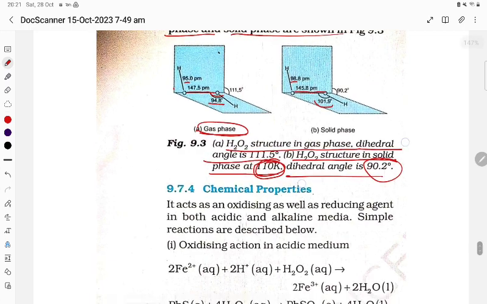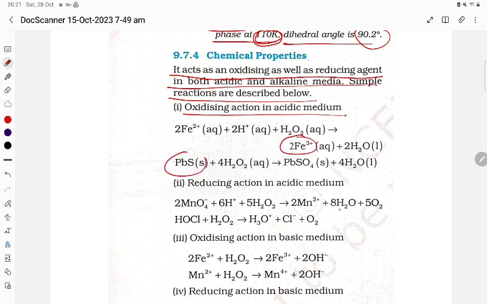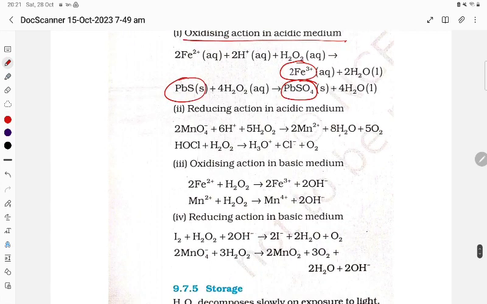Chemical properties. It acts as an oxidizing as well as a reducing agent in both acidic and alkaline medium. Simple reactions are described below. Oxidizing action in acidic medium: Fe2+ converts into Fe3+, PbS converts into PbSO4, and S2- converts into SO4.